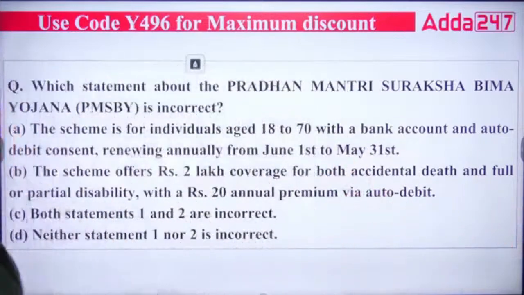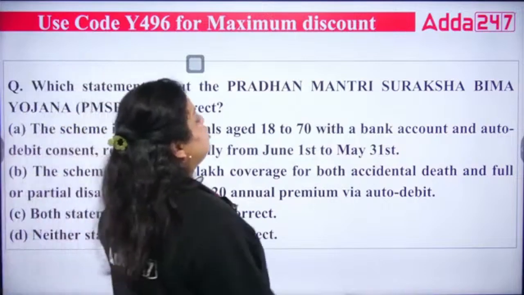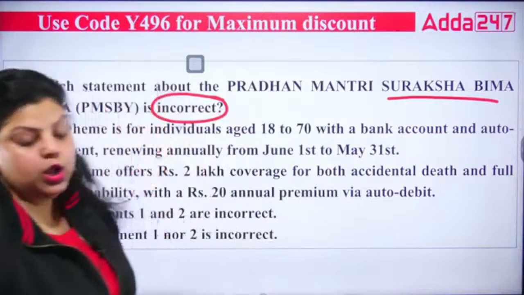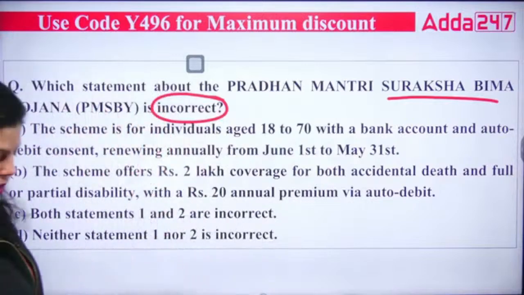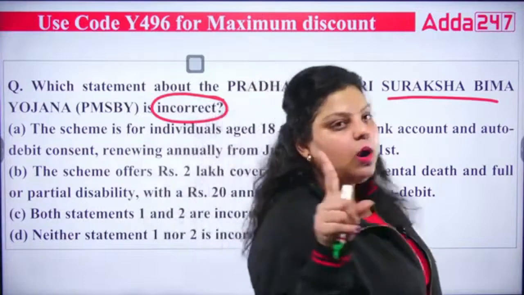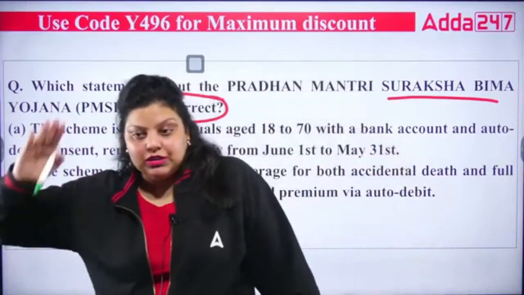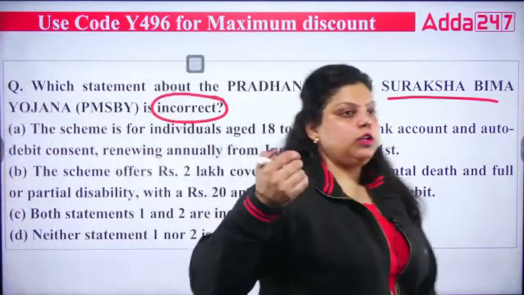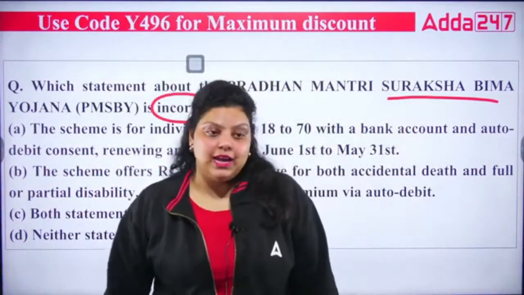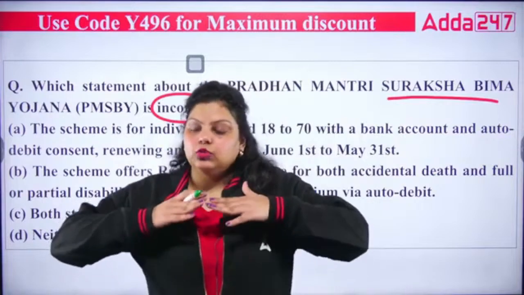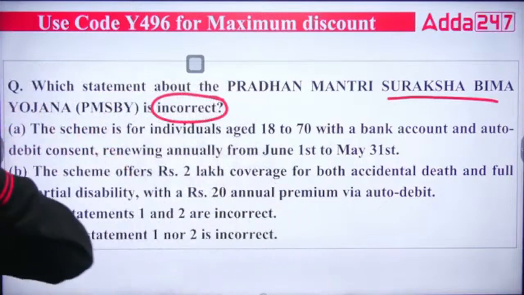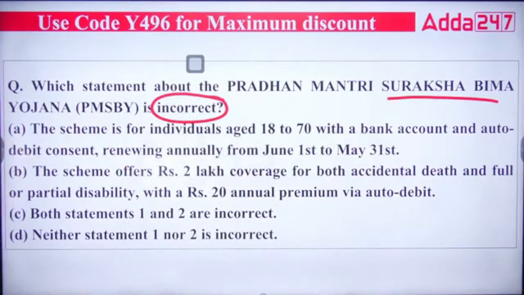Now, which statement about Pradhan Mantri Suraksha Bima Yojana is incorrect? You have one unit in module B that talks about the government schemes, the different government schemes we have to study, because you, the bankers, are the actual mediators who make the social welfare schemes benefit reach the customers. So the schemes we have to cover. Now we are talking about Suraksha Bima Yojana.